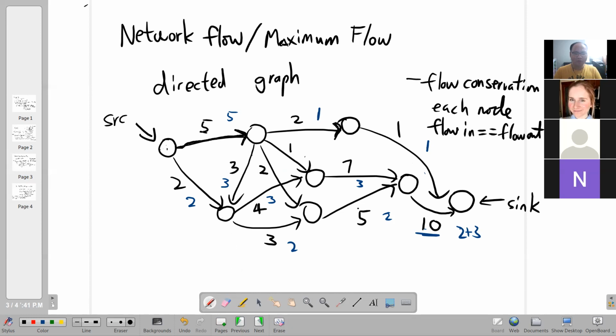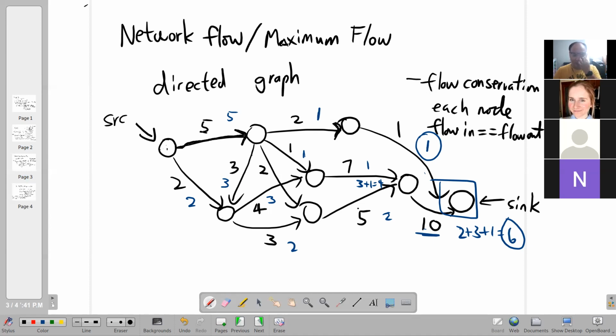So maybe you would put 1 this way, and then you push another 1 this way. So this is 3 plus 1 equals 4. And then push this this way. And then it turns out that you can actually get all 7 units back at the sink, even though it's somehow split up in different ways.